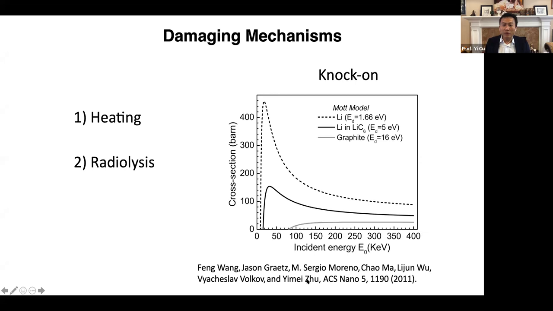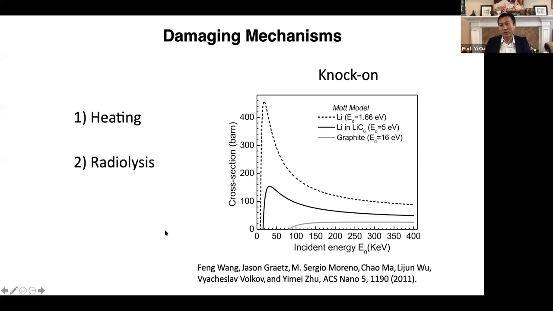This is a paper from Yimei Zhu from Brookhaven National Lab, a simulation. The dashed line is metallic lithium. The horizontal axis is how many kVs. This is the knock-on damaging cross-section. It turns out for this light element, higher kV, 300 kV, is better than low kV, let's say 50 kV, 60 kV, or 80 kV. The interaction cross-section for a light element is different. For graphite, traditional wisdom tells you higher kV has more damage, and that is correct. But for lithium, it turns out high kV has less damage. This actually helps us in imaging metallic lithium.